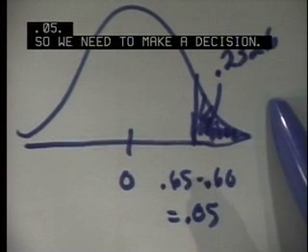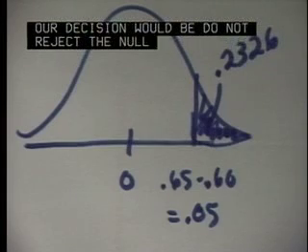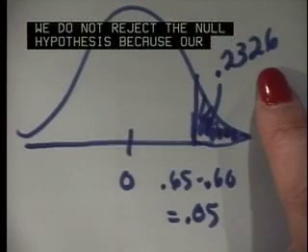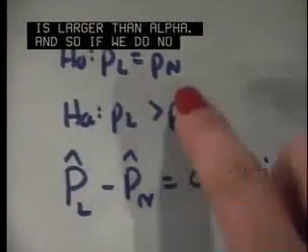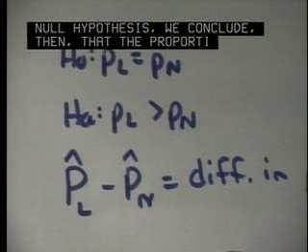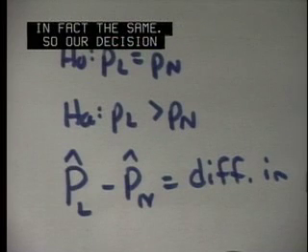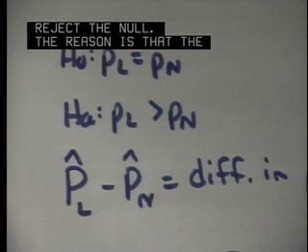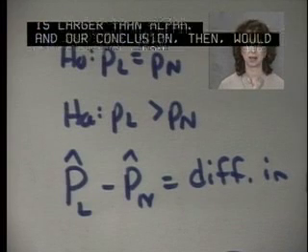Our decision would be do not reject the null hypothesis. We do not reject the null hypothesis because our p-value is larger than alpha. And so if we do not reject the null hypothesis, we conclude then that the proportions are in fact the same. So our decision is do not reject the null. The reason is that the p-value is larger than alpha. And our conclusion then would be that the proportions are actually the same.